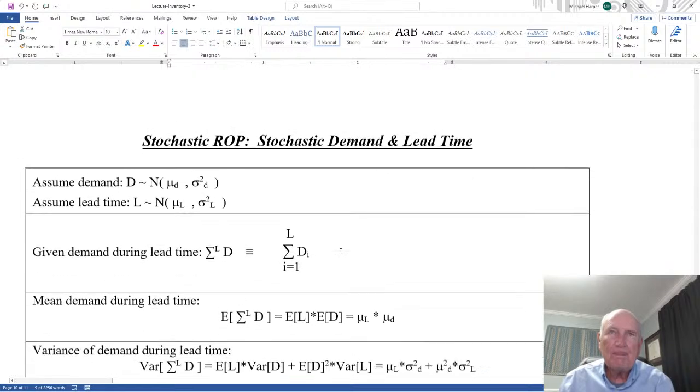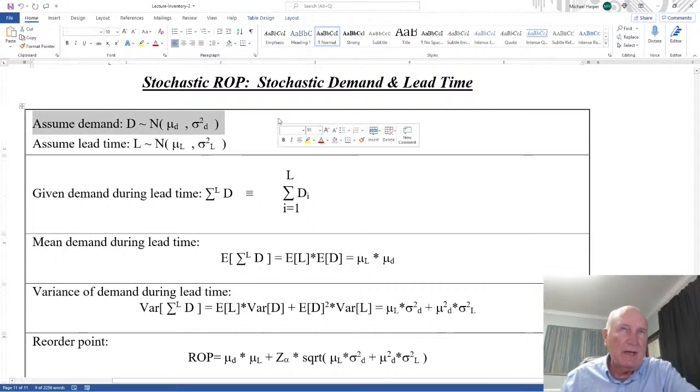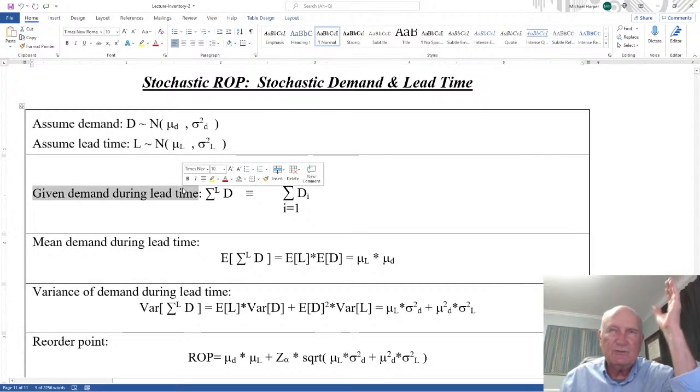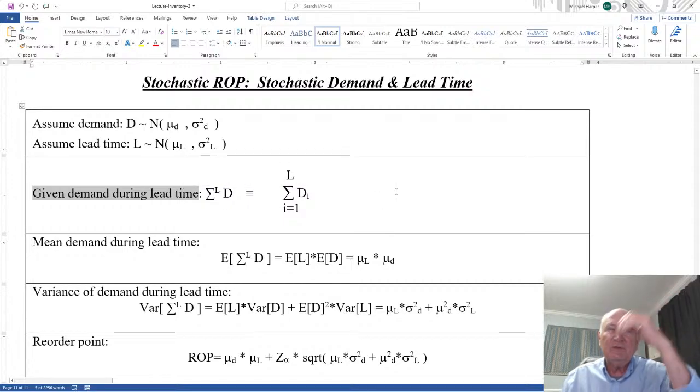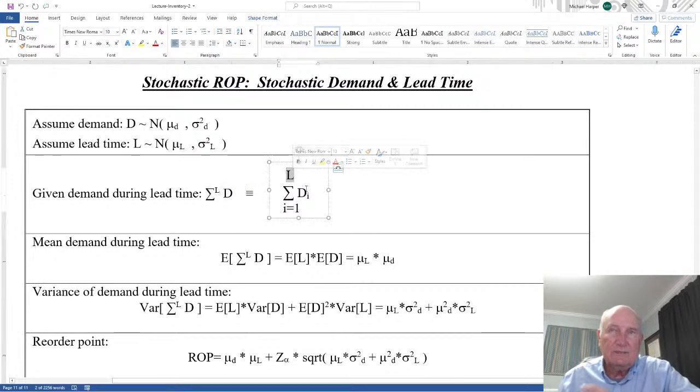Okay. Now finally, we can also assume that not only the demand is normally distributed, the lead time also is normally distributed. So now the lead time is a random variable. Given the demand during lead time, by the way, I'm just going to mention this, we're not going to be using this that much, but this represents extensions. So the demand during lead time is the sum of the demand, where the lead time is a random variable and the demand is a random variable. So the lead time up here is in the summation.